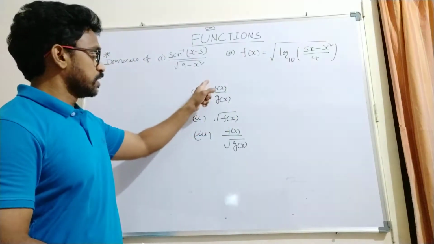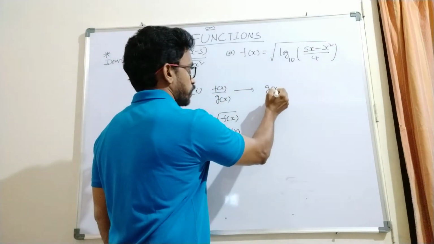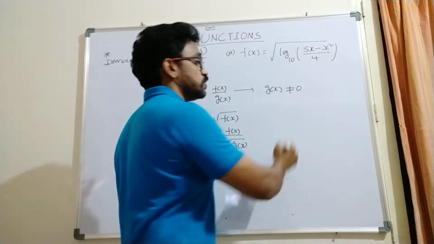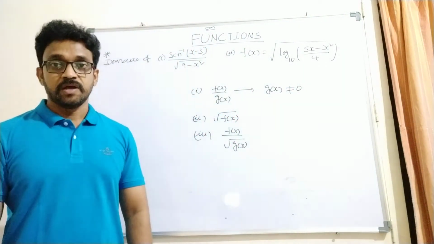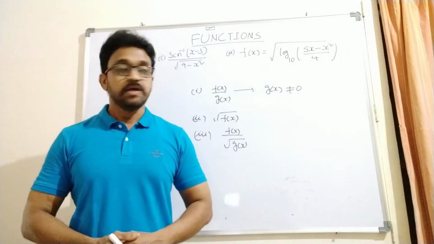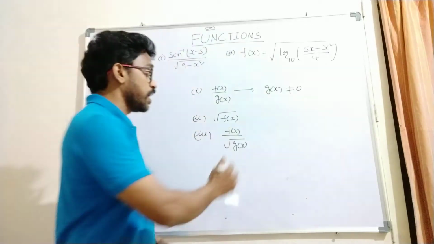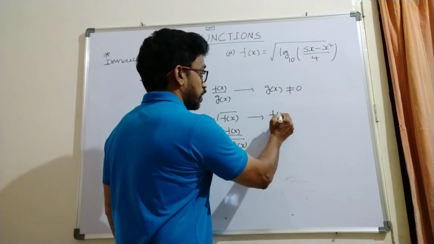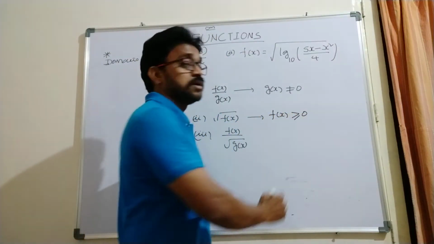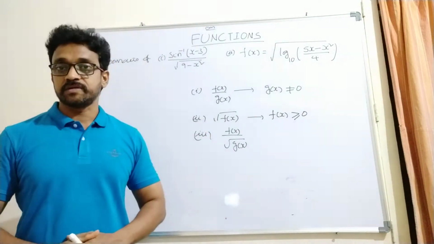First of all, observe here: f of x by g of x is defined when g of x is not equal to 0. Otherwise, the function is not defined. That is the first observation. In the second one, root over function is defined when f of x is greater than or equal to 0, that is non-negative. Then only this function is defined.